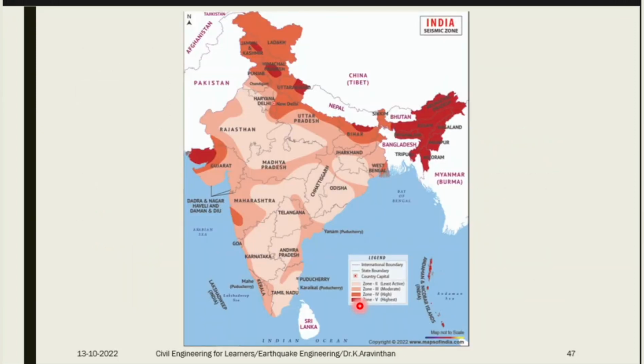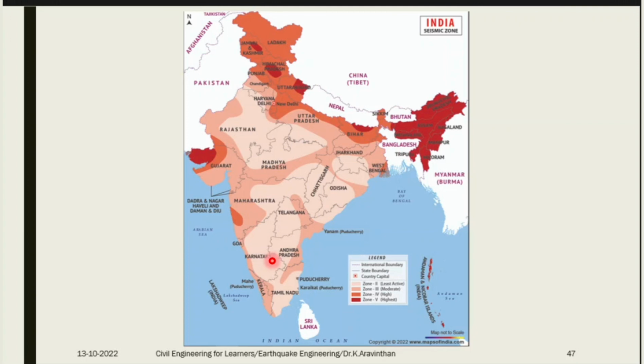Okay, this is the map. You can see the zones. Can you spot where you are currently located? You are located in Bangalore. It is in Karnataka, and around this place you will have Bangalore. What is the zone? Zone 2. Zone 2 is the safest zone, where the least number of earthquakes might occur.